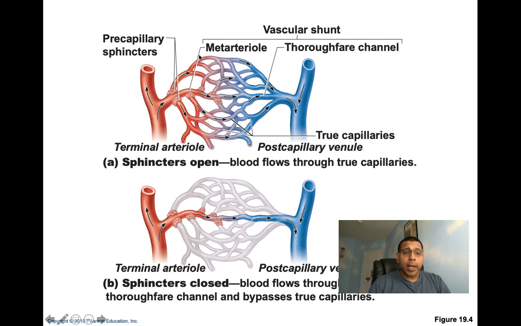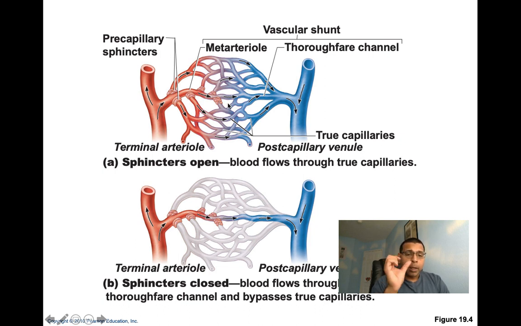Here we can also appreciate the pre-capillary sphincters. Now these pre-capillary sphincters we can appreciate here are going to be cuffs of smooth muscle fibers which are found surrounding the root of each true capillary at the meta-arteriole. We can see that there very nicely. And they're going to act as valves to regulate blood flow into the capillaries.